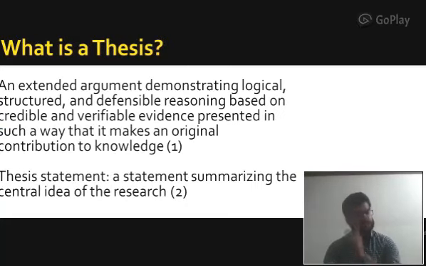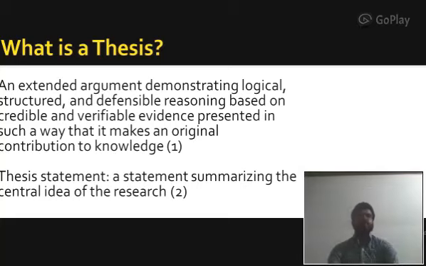Let's look at what is a thesis. A thesis is an extended argument demonstrating logical, structured, and defensible reasoning based on credible and verifiable evidence presented in such a way that it makes an original contribution to knowledge.